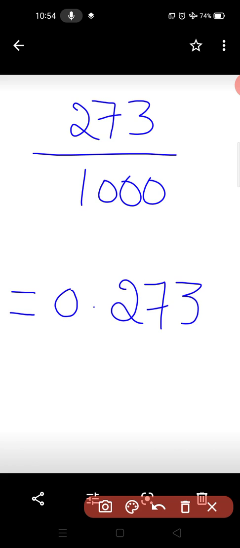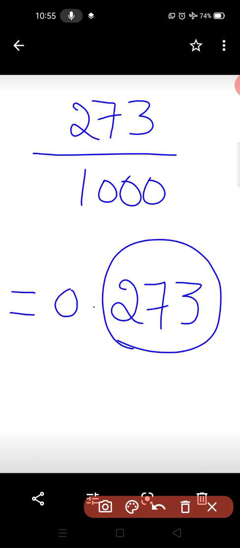0.273. How to read this? Here, don't read it as zero point two hundred seventy-three. After the decimal point, you have to read individual digits, like two seven three, not two hundred seventy-three. Okay. So this is the representation of a decimal.